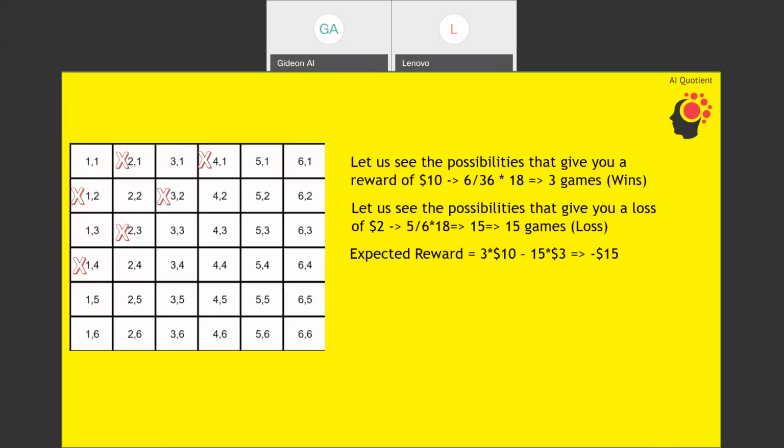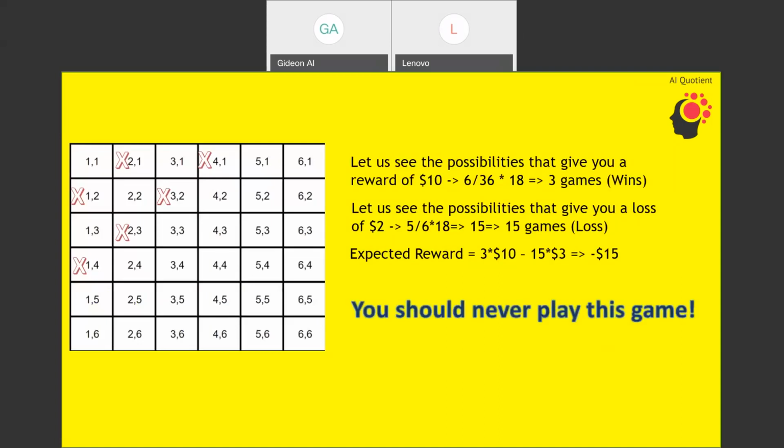And sure, there might be chances that every time you get lucky, every time you get either a 3 or 5, but that is an extreme case. This is more of a normal scenario. On an average, you're going to lose $15 if you participate in this game. That's the reason why you should never, ever play this game.